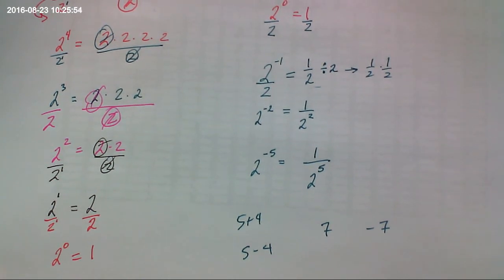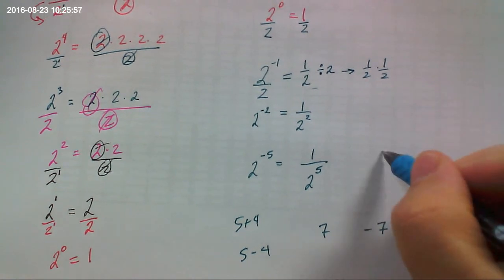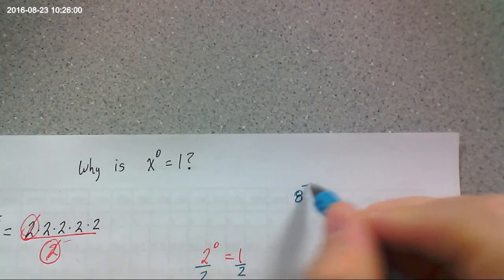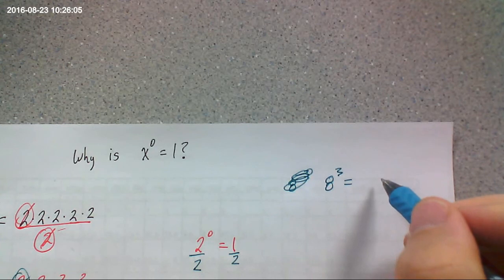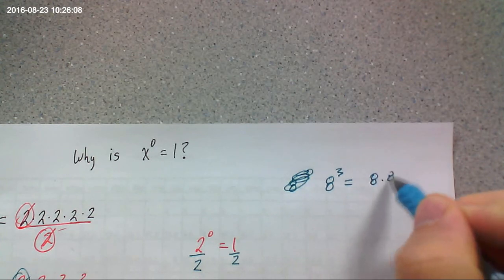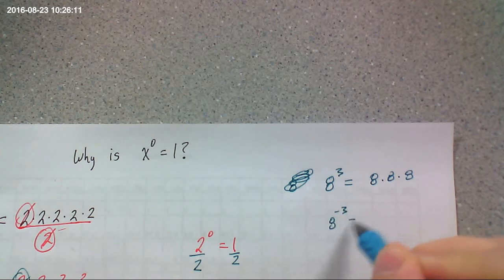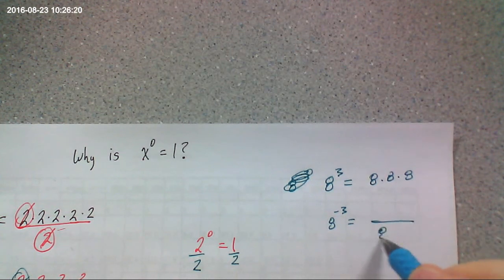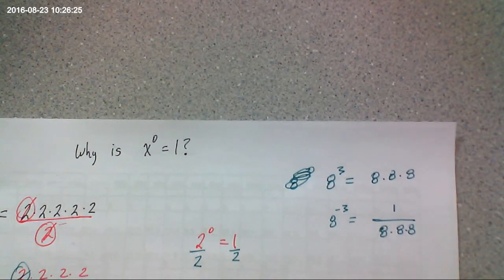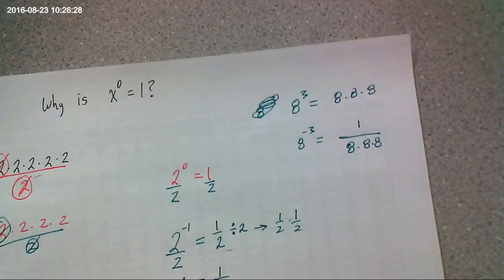Exponents are repeated multiplication, right? So let's do it right here. This would be 8 times itself 3 times, right? 1, 2, 3. What's the opposite of repeated multiplication? Repeated division. The opposite of multiplication is division. This would be 8, 8, and 8. But what goes on top? 1. Negative exponents are repeated division. Negative's opposite. Exponents are repeated multiplication.